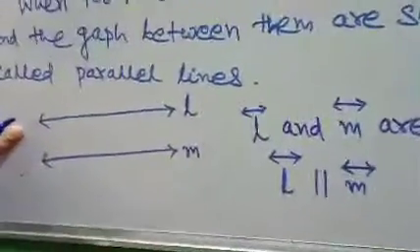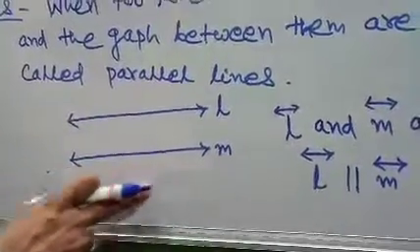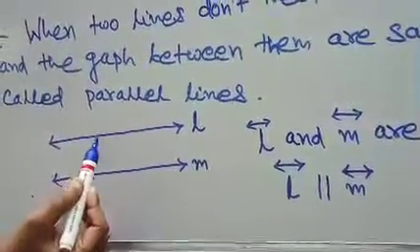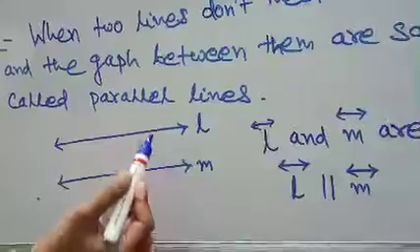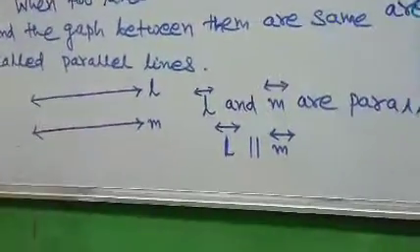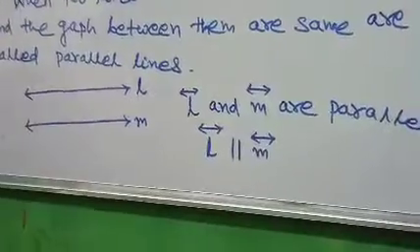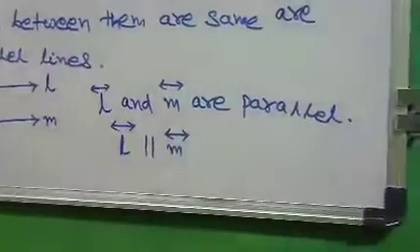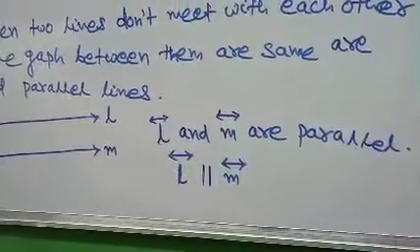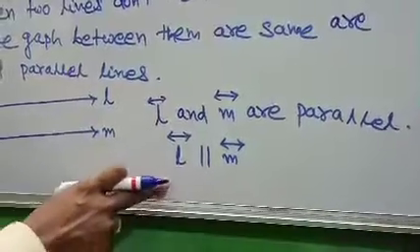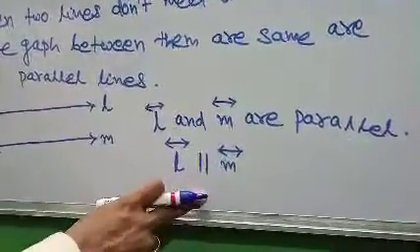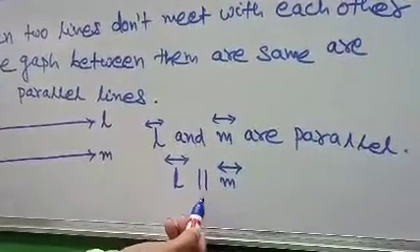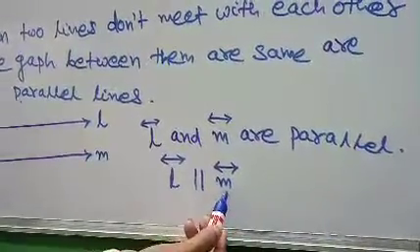Line L goes endlessly in both directions and line M goes endlessly in both directions. And look here, the gap between the two lines is the same at any point. Such lines are called parallel lines. Line L and M are parallel. We can also use a symbol for parallel lines: line L is parallel, this is the symbol of parallel lines, to line M.